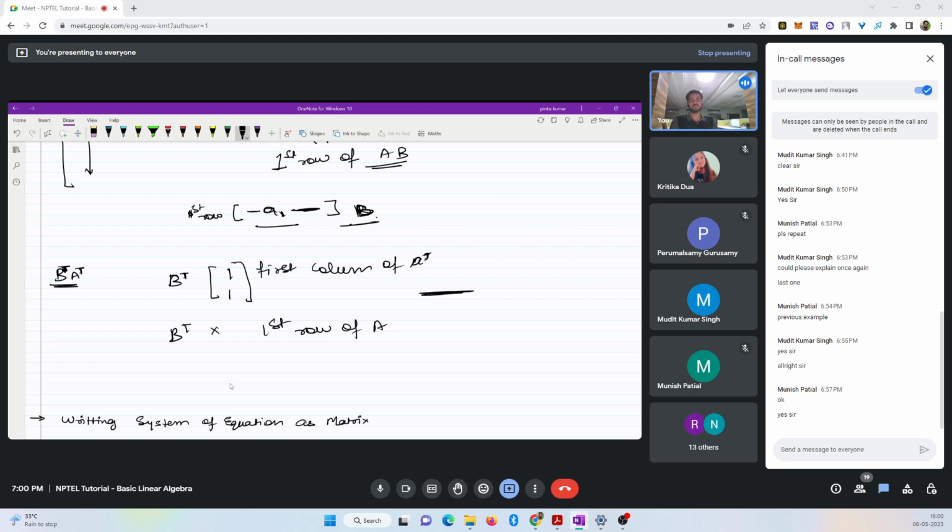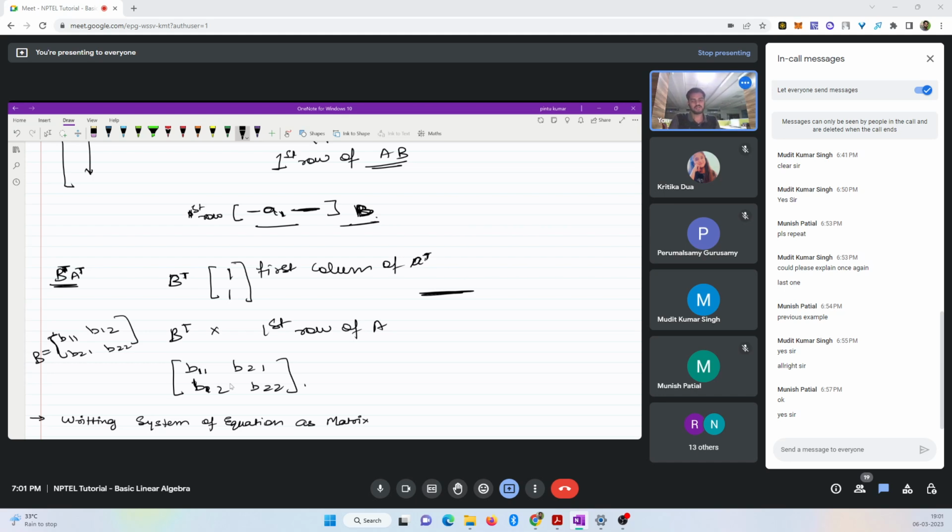And if you look at B transpose, let's say our B is something like this: B11, B12, B21, B22. Then our B transpose is B11, B21, and then this is B12, B22. So multiplying B transpose with the first row of A as a column vector, what does this mean? This is multiplying.